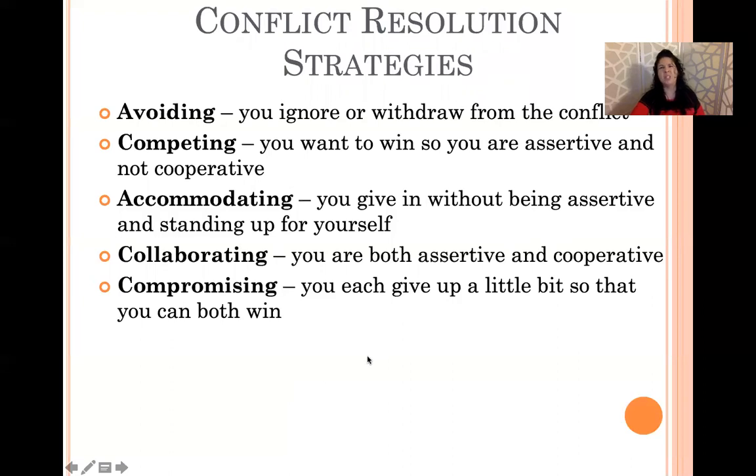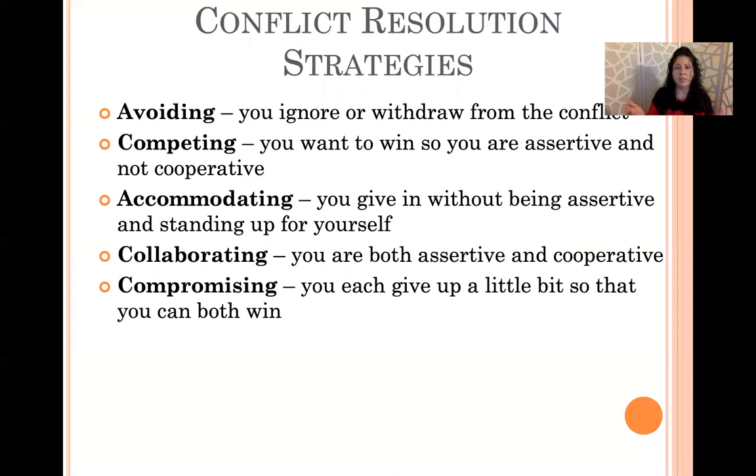Avoiding. Sometimes people just don't deal with problems. They're what I call the avoiders. They pretend like nothing's wrong. Not going to work, because the issues are not going to go away. Competing. So sometimes you want to win so much that you're just not going to give. You're not going to cooperate, because it's like, my way has to win. Again, not healthy, because you're not going to resolve a situation this way.